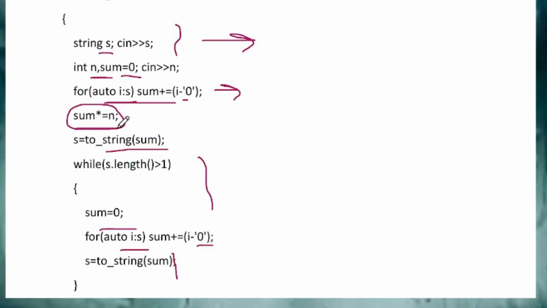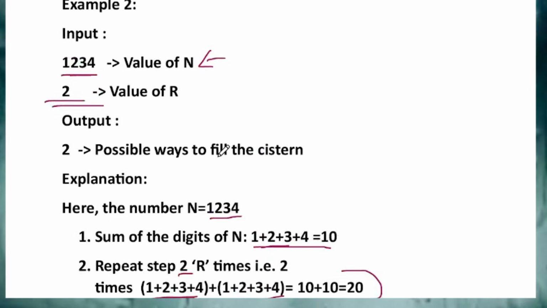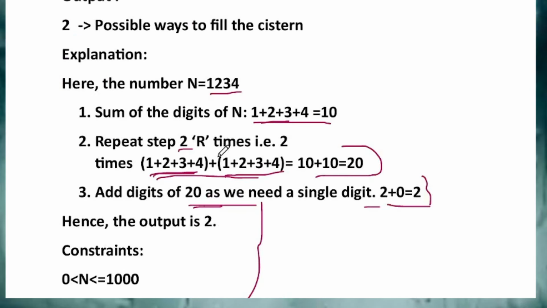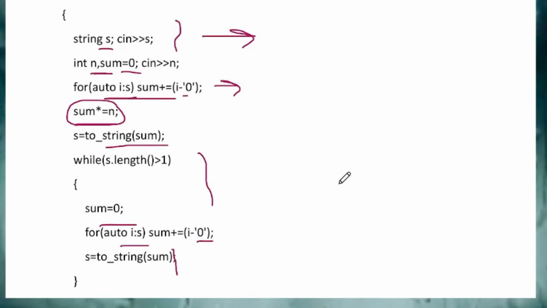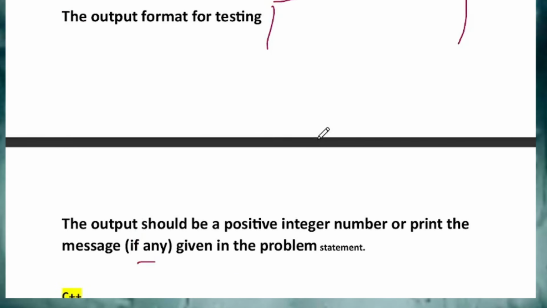Now I'm just multiplying sum equal to sum into n. Why am I doing sum into n? Because you have to get all those values; you have to do these things n times, so that's why I'm multiplying by n. Now while s dot length is greater than 1, you have to repeat till you get the value.